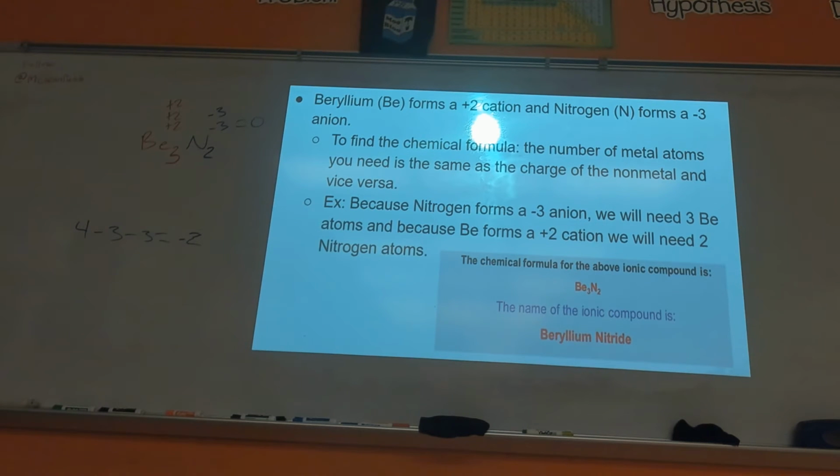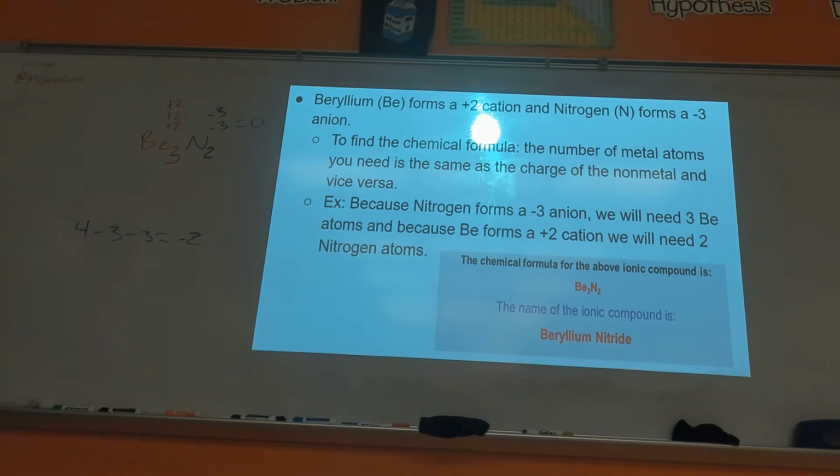Okay? That's what's the most stable. It's like asking, why does a table have 4 legs? It's like, because if it had 3, it just wouldn't work. It wouldn't be stable. Here, if you only had 2 berylliums and, say, 1 nitrogen, it wouldn't add up to 0. It wouldn't be stable. Okay?